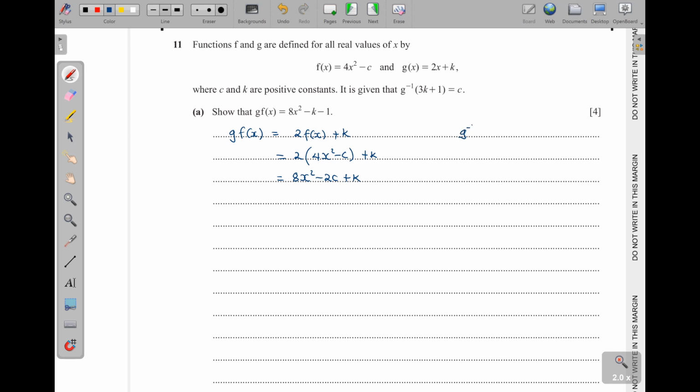If you have g inverse of 3k plus 1, which is equal to c, I can take the g this side, and then I say 3k plus 1 is equal to g of c. Where there is x, you put the c. So that will be 2c, then plus k. Now, I am making c the subject of the formula, so I can bring the k this side. We can have 3k, then plus 1, then minus k. That will be equal to 2c.